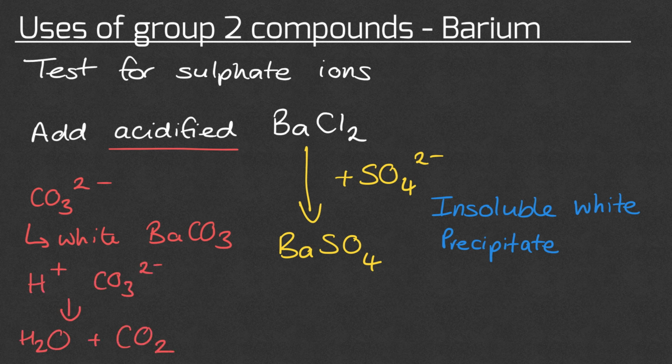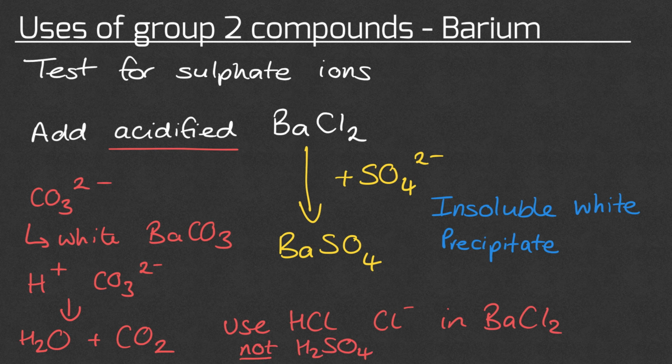But if the barium chloride is acidified, the hydrogen ions will react with the carbonate ions, remembering the hydrogen ions will come from the acid, and that will form water and carbon dioxide gas. So the acidified barium chloride, the acid, will remove any carbonate ions from that solution, so we know any white precipitate that we see must be barium sulfate, because we know there can't be any barium carbonate left in that sample.